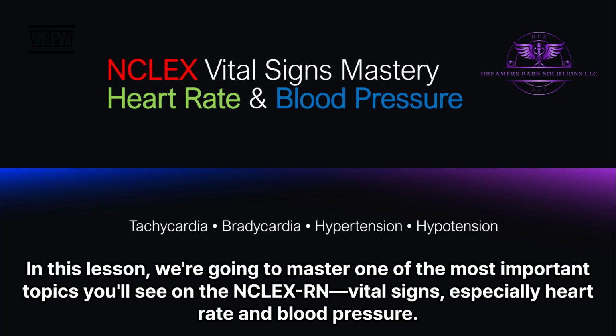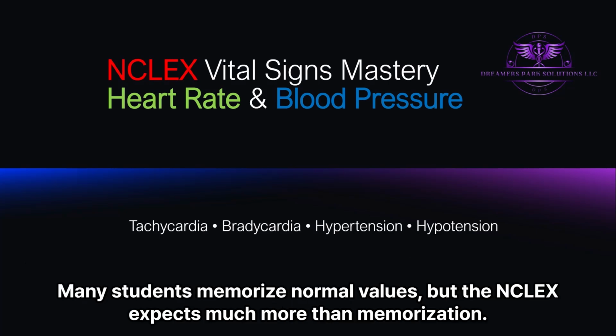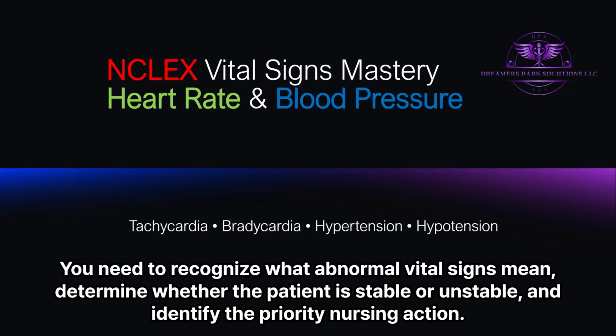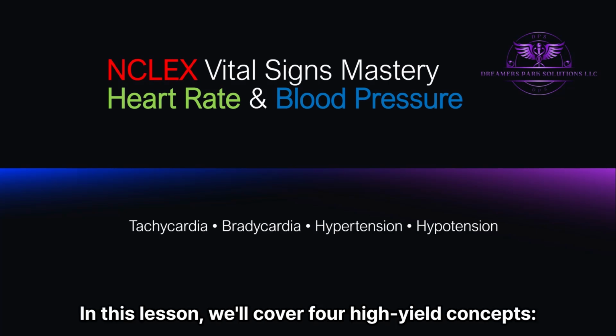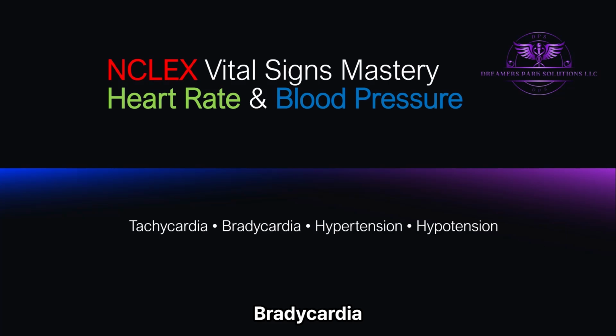In this lesson, we're going to master one of the most important topics you'll see on the NCLEX-RN: vital signs, especially heart rate and blood pressure. Many students memorize normal values, but the NCLEX-RN expects much more than memorization. You need to recognize what abnormal vital signs mean, determine whether the patient is stable or unstable, and identify the priority nursing action. In this lesson, we'll cover 4 high-yield concepts: tachycardia, bradycardia, hypertension, hypotension.